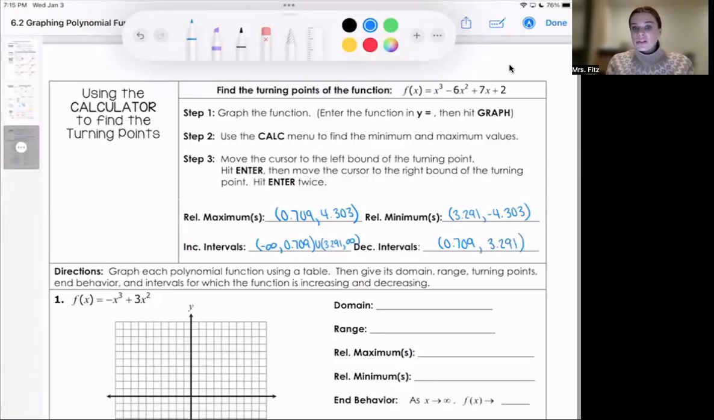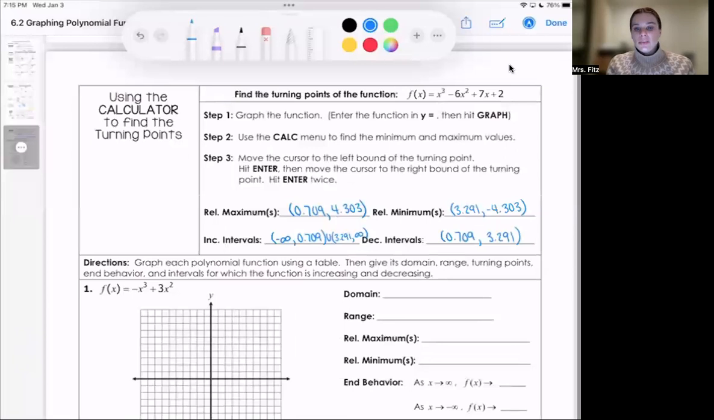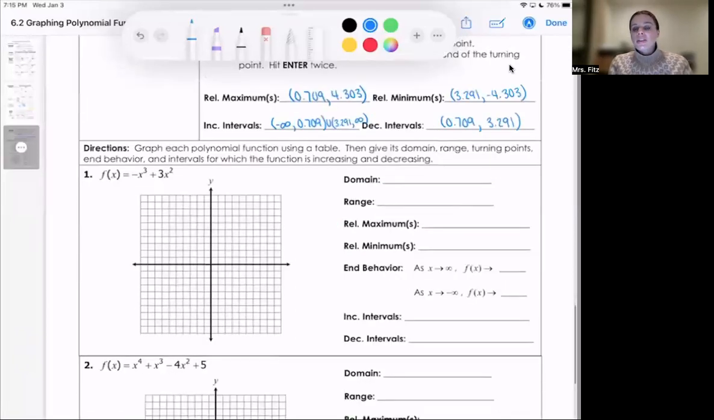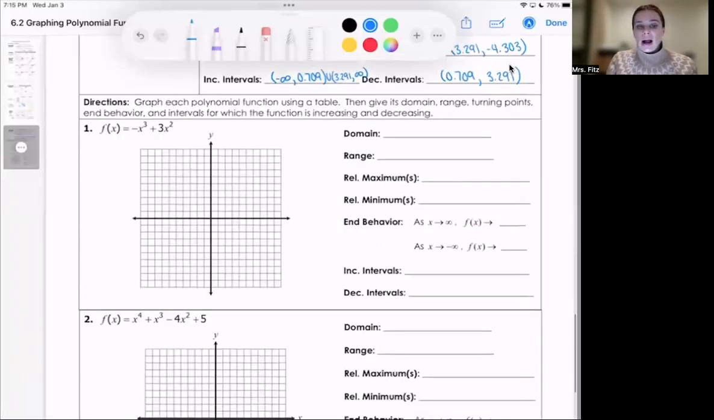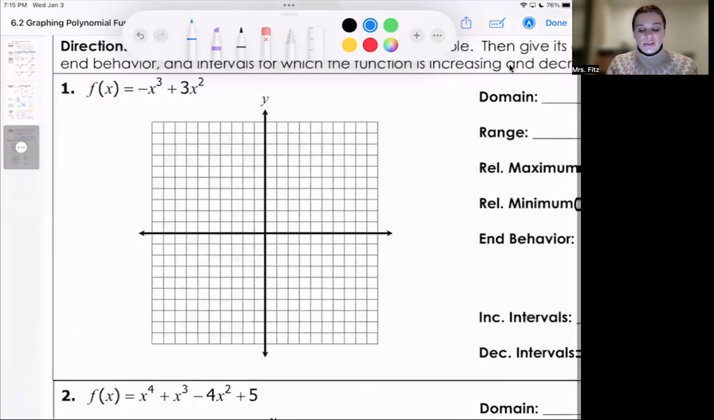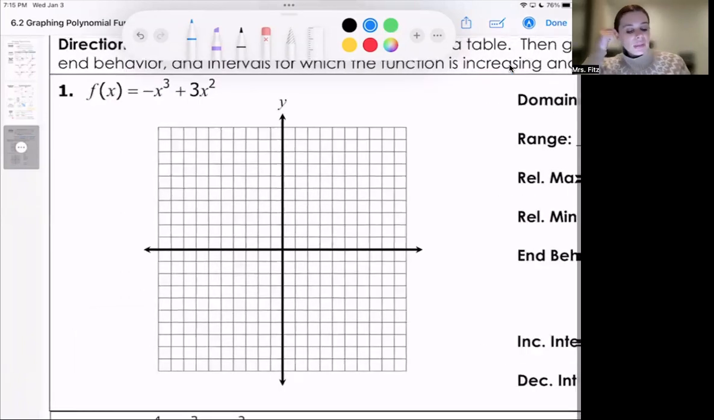Okay, so the next thing that we're going to do is we're going to put all of these pieces together. We're going to graph some polynomial functions and then state some of the key features. So we're going to use a table to help us do that. So number one, we have negative x cubed plus 3x squared, and we're going to go ahead and start by making a table.